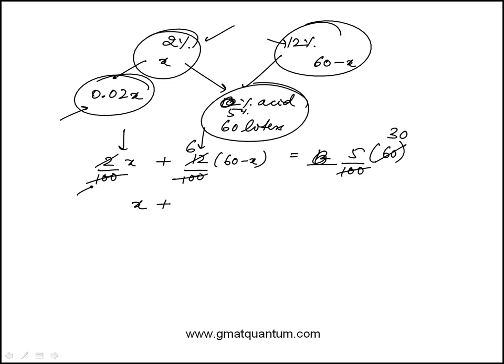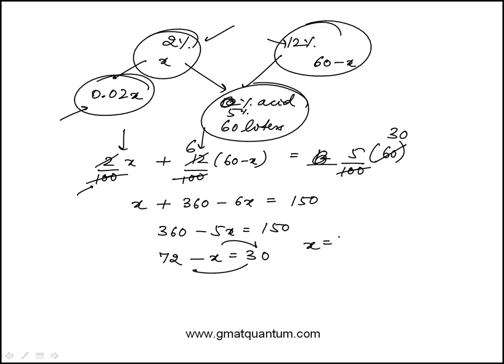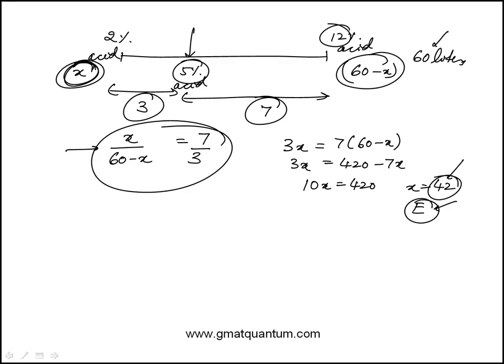So this 6 needs to be distributed, so 360 minus 6x. And then this is 150. So that becomes 360 minus 5x. At this stage, you could divide both sides by 5, and that would mean dividing each term by 5. And that would be 5 times 7 is 35. 72 minus x is 30. Move the x here, move this here. So x is 72 minus 30, which is 42. Same as what we got earlier. So either approach, the answer is E.